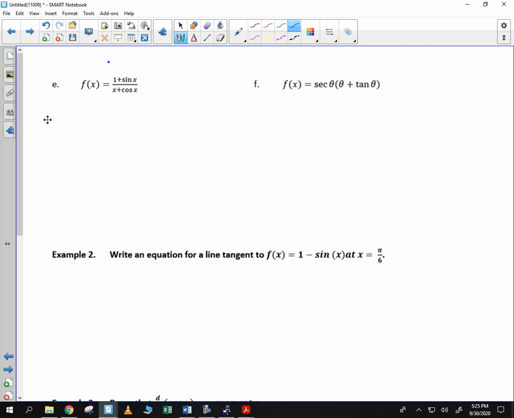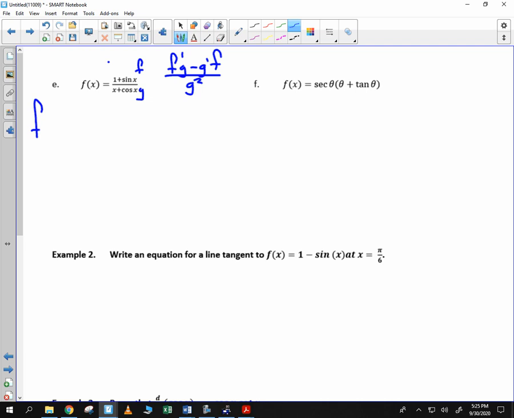Let's do 2 that are just a little bit more involved. Here I have f of x is 1 plus sine over x plus cosine. No fancy-dancy way of rewriting this. All you can really do in this situation is to use the quotient rule. F and g. I'll get f prime g minus g prime f all over g squared.